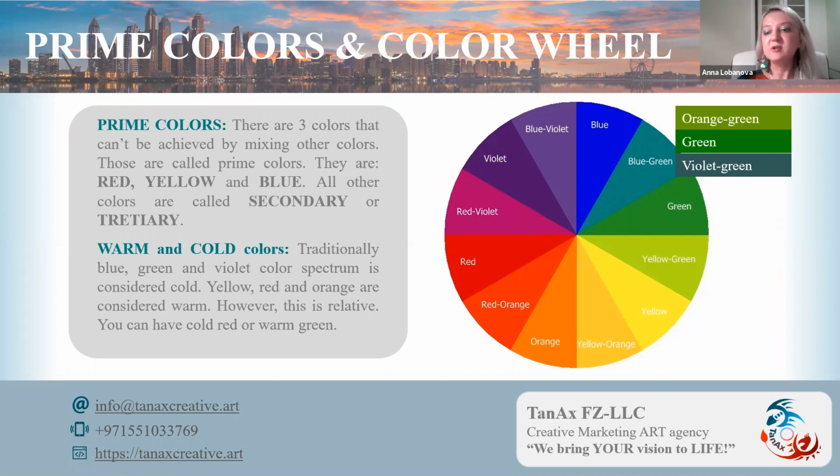However, this is a relative term. You can have, for instance, a warm green, or you can have a cold red. I'm giving you an example here. So again, it's relative color perception. The normal color green is considered cold. However, if you go to orange green, this will be a warmer color compared to the original. If you, however, add blue or violet to it, it will give you an even colder color. So it's a relative perception, right? But traditionally, red, orange, yellow is warm, green, blue, and violet is cold, okay?